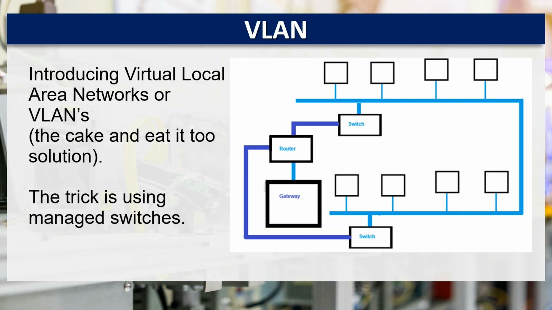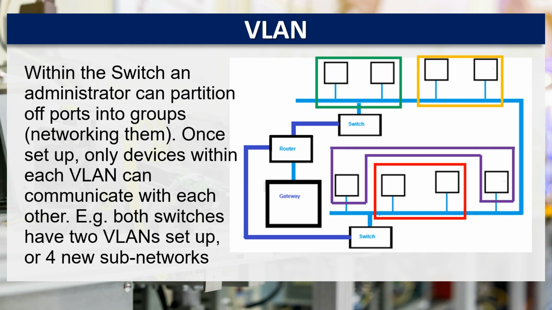And the way we do this is we use managed switches. Within the managed switch, an administrator can partition off ports into groups, networking them. Once set up, only devices within each VLAN can communicate with each other. For example, both of the switches shown in the diagram have set up 2 VLANs, so we went from one large network to 4 small subnetworks.